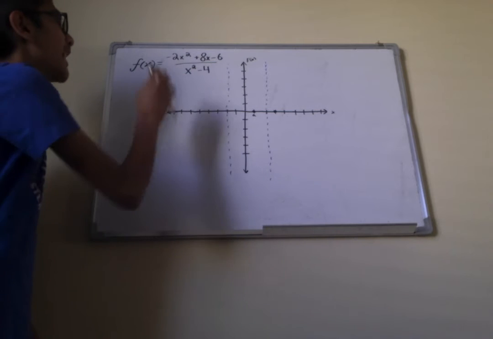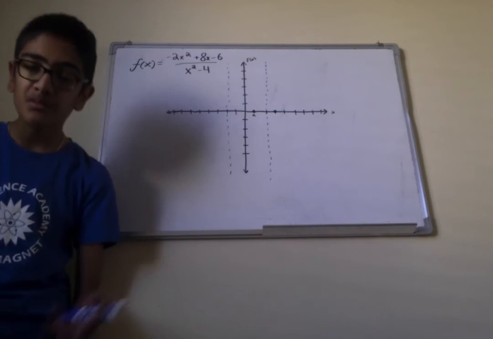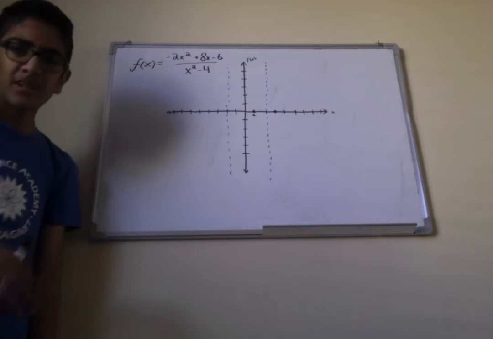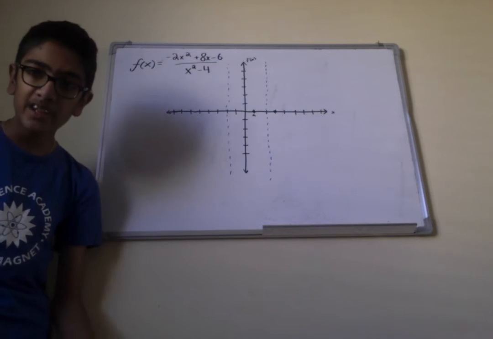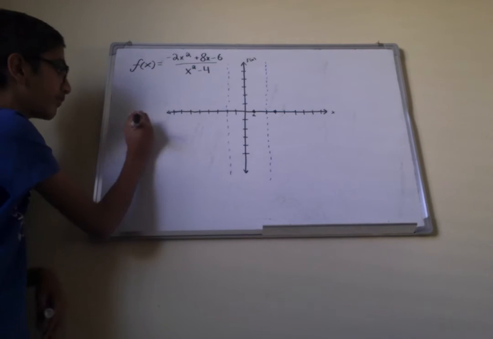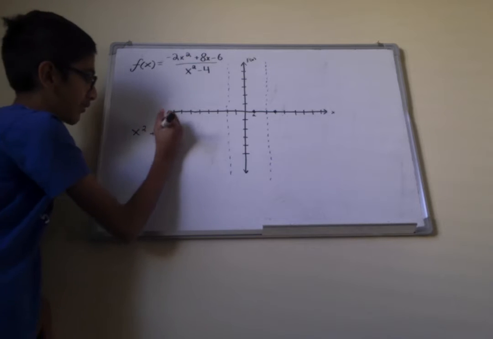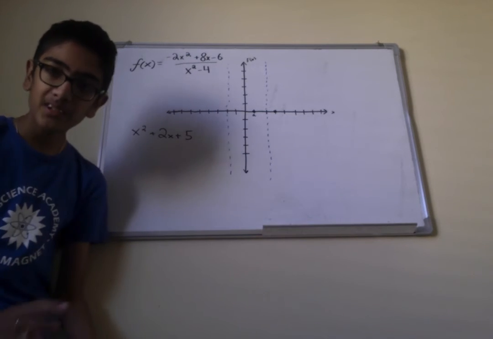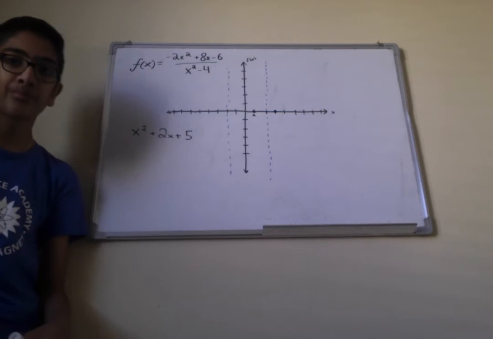So, what would happen as this value gets super duper large? Because we want to know what it approaches. But before we do that, let's see what happens when anything gets super duper large. Like x squared plus 2x plus 5. What would happen if this were to get super duper large?